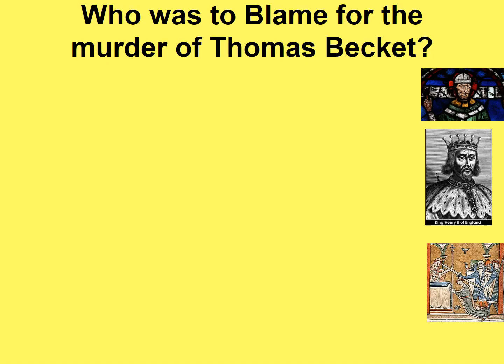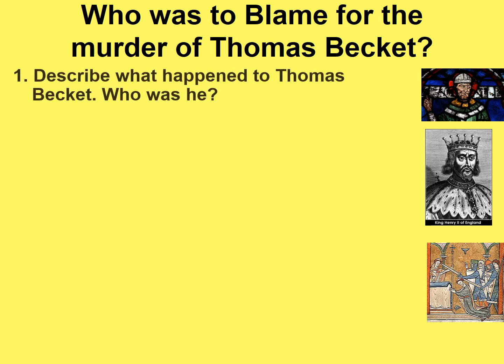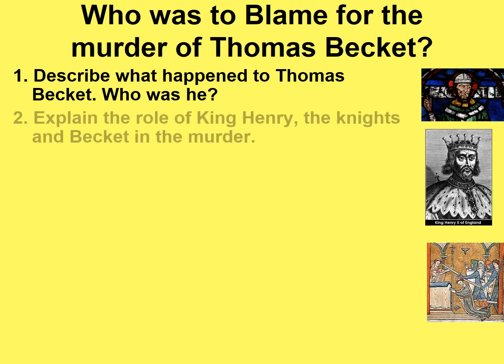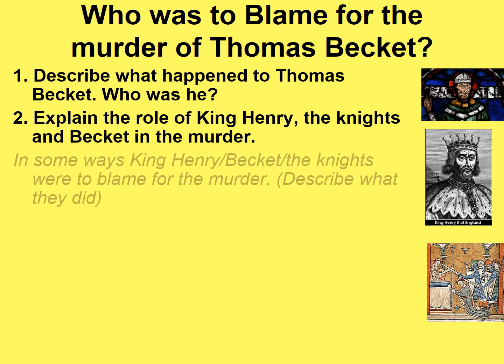So who was to blame for the murder of Thomas Becket? Now we're going to write a piece of structured writing to answer this and to show how we've made a judgment based upon the evidence we've gathered so far. Firstly, you'll need to describe what happened to Thomas Becket. Who was he? Where was he murdered? Etc. Then you'll need to explain the role of King Henry, the Knights and Becket in the murder. Make sure that you explain the role of all of them, not just one group.